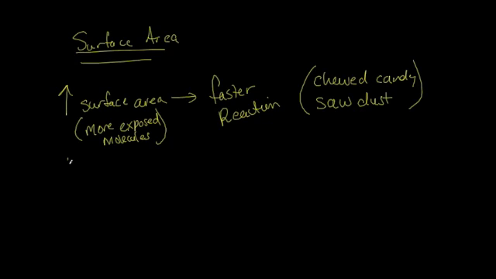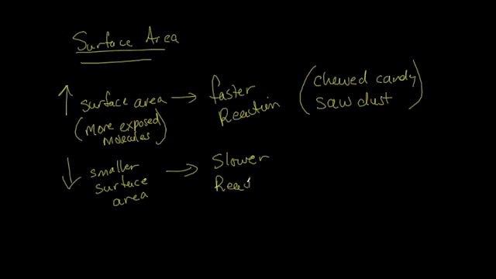Therefore, a log or a big chunk of candy has a smaller surface area. So smaller surface area leads to a slower reaction, because there are fewer exposed molecules. You can think of that as the big log or the big chunk of candy, the full Jolly Rancher.